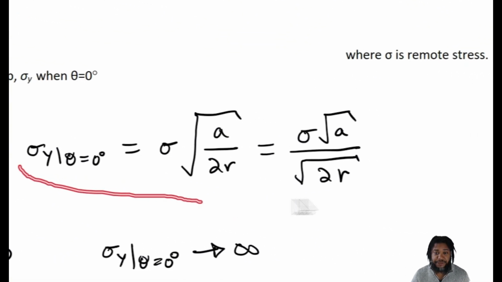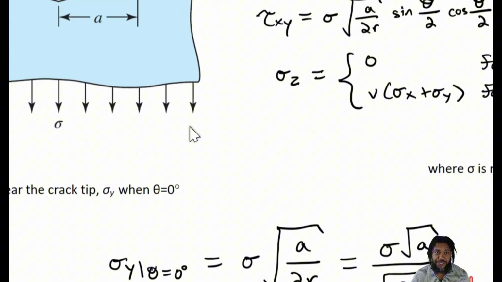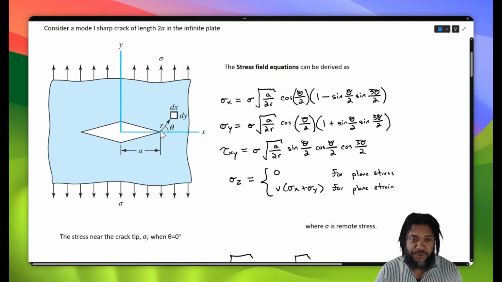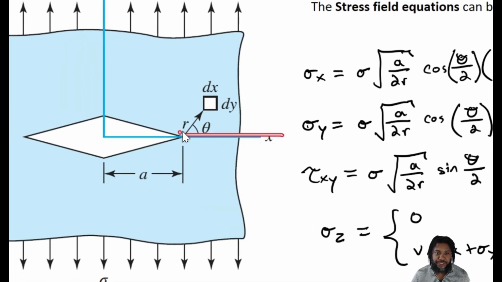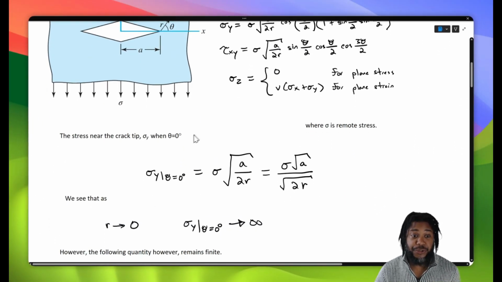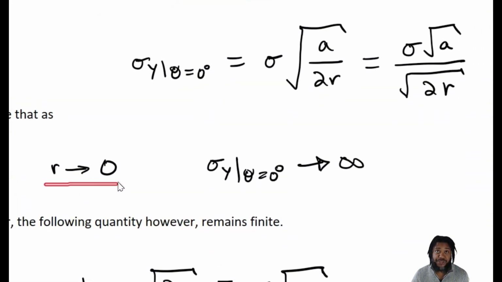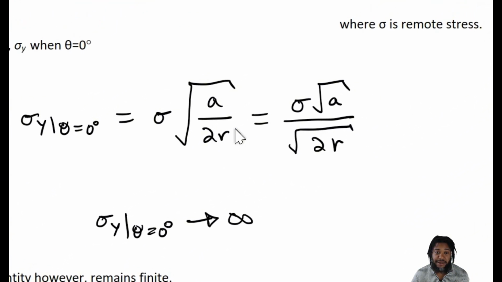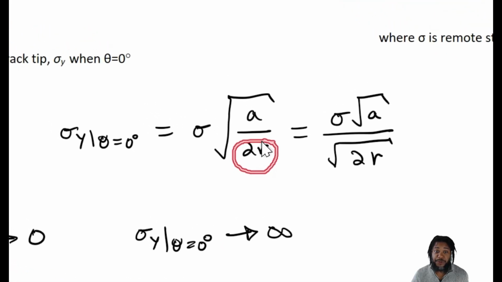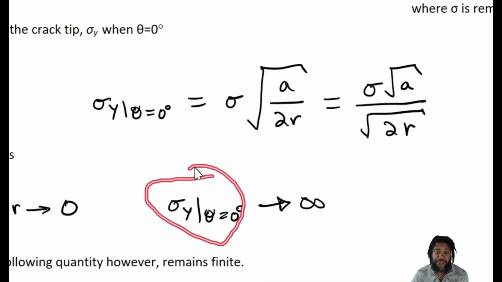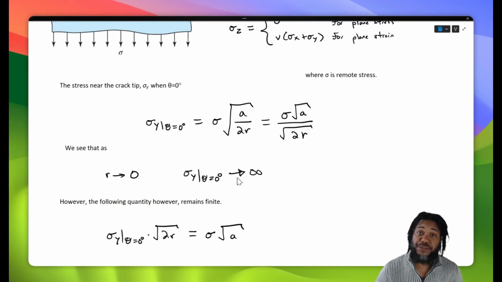What's interesting for this sharp crack is, as the angle is 0 and r approaches the crack tip, something interesting occurs. As r approaches 0, our denominator approaches 0, and so the calculated stress becomes infinite. It's the same solution we saw in the previous video, where if we have a sharp crack, at the crack tip stress is equal to infinity. The mechanics of materials approach breaks down.